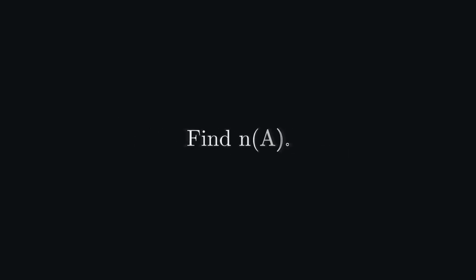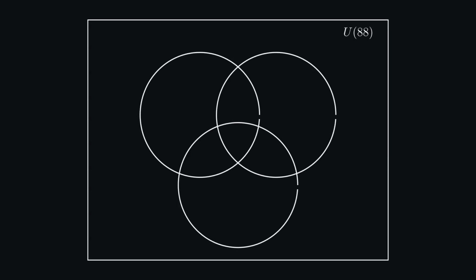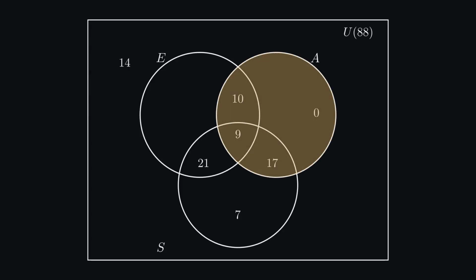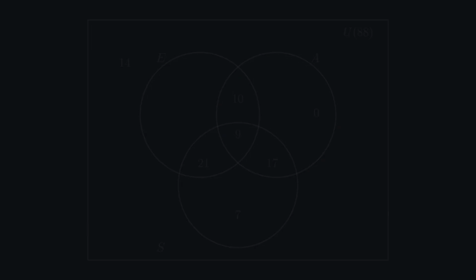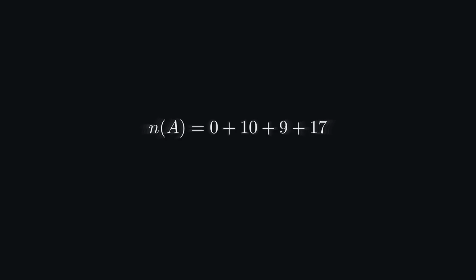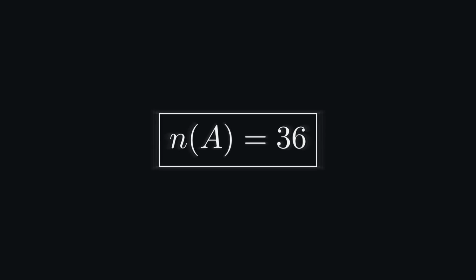Now, let's find the total number of tourists who visited Africa. To find n of A, we add all the regions inside the Africa circle. The total for n of A is 36. This line says n(A) equals 0 plus 10 plus 9 plus 17 equals 36. So, we conclude that n of A equals 36.